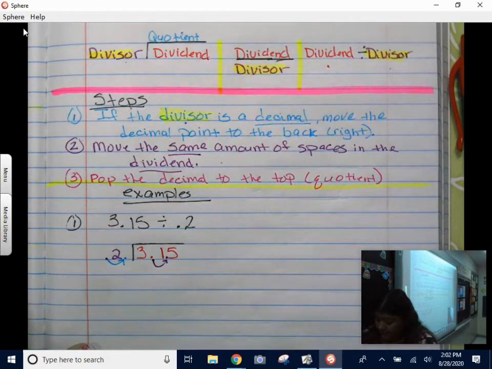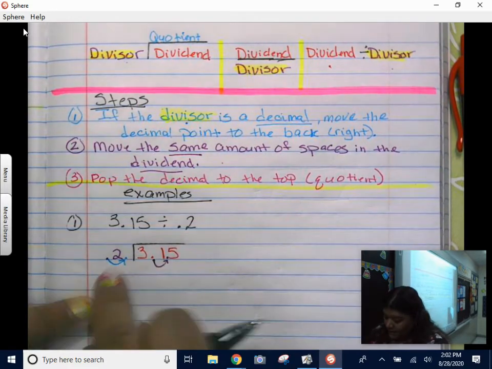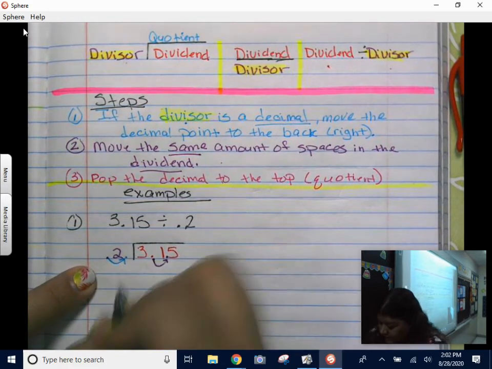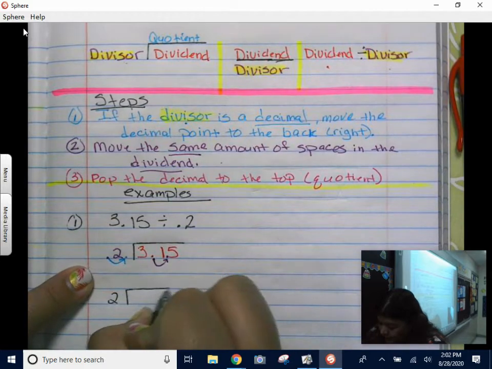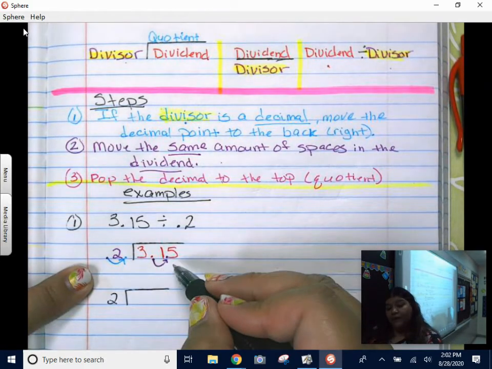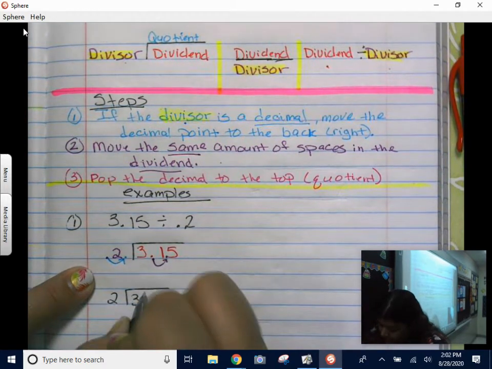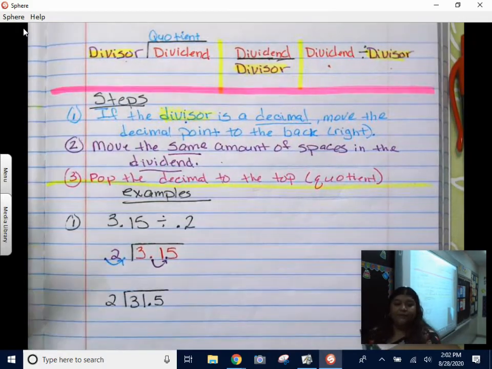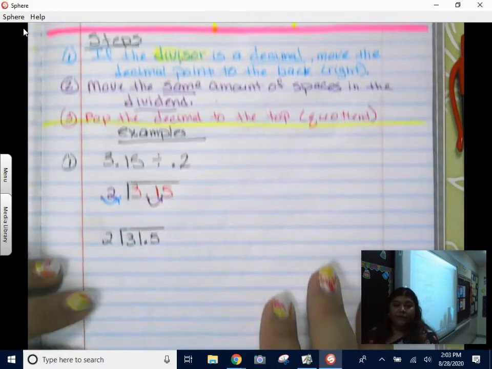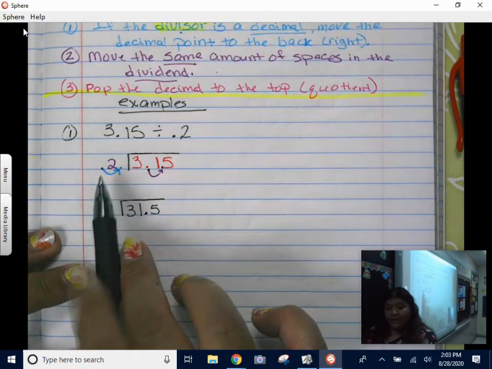Now, to make it look nice and pretty, I'm gonna rewrite the problem so I don't get confused, all right? So I change this 2/10 into a 2, all right? And I changed this 3 and 15/100 into 31 and 5/10. Okay?